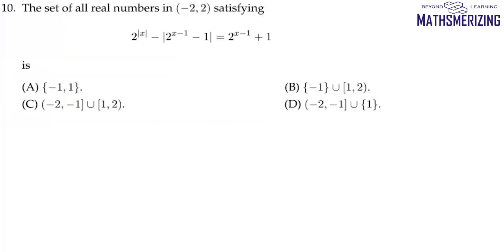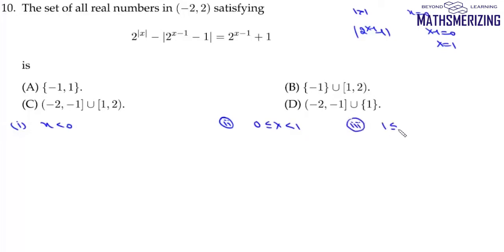Now question number 10 is, the set of all real numbers in minus 2 to plus 2 satisfying this equation. Now here we have mod of x whose definition changes at 0, and here we also have 2 to the power |x minus 1| whose definition changes when x minus 1 is 0, that is when the value of x is 1. So we have to solve this question in 3 intervals. First case, when x is less than 0. Second case, when x lies between 0 and 1. And the third case, when x lies between 1 and 2.